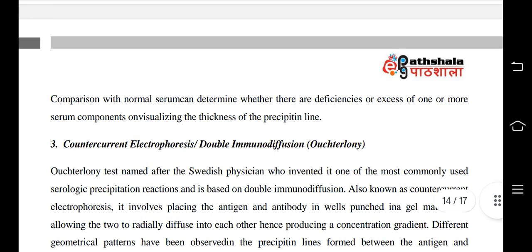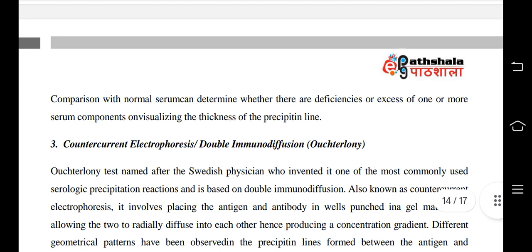It involves placing the antigen and antibody in wells punched in a gel matrix and allowing the two to radially diffuse into each other, hence producing a concentration gradient. Different geometrical patterns have been observed in precipitin lines formed between the antigen and antiserum wells. The patterns of these lines are indicative of the amount of similarity or dissimilarity between the antigens.